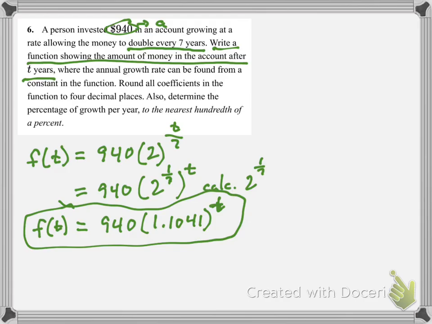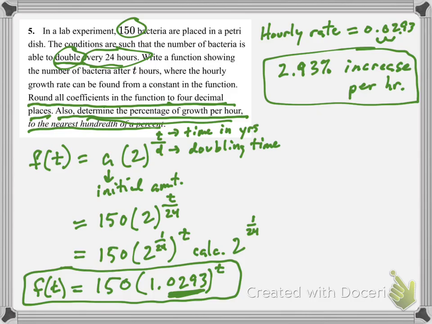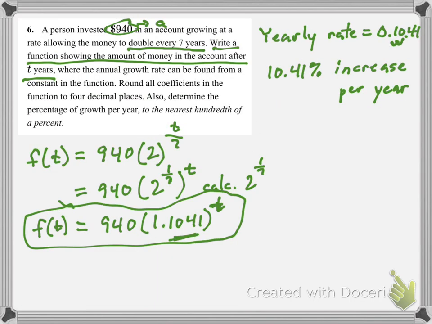Now, it's years, so instead of a monthly rate, it's a yearly rate. And again, it's just this number. So it's 0.1041. Well, if I move the decimal 2 to the right, that means I have a 10.41% increase. Now, it's per year, whereas in this problem, it was per hour. Here, it's per year. You've just got to read the problem. So there's the second part of our answer. So it's a different formula than the first four.